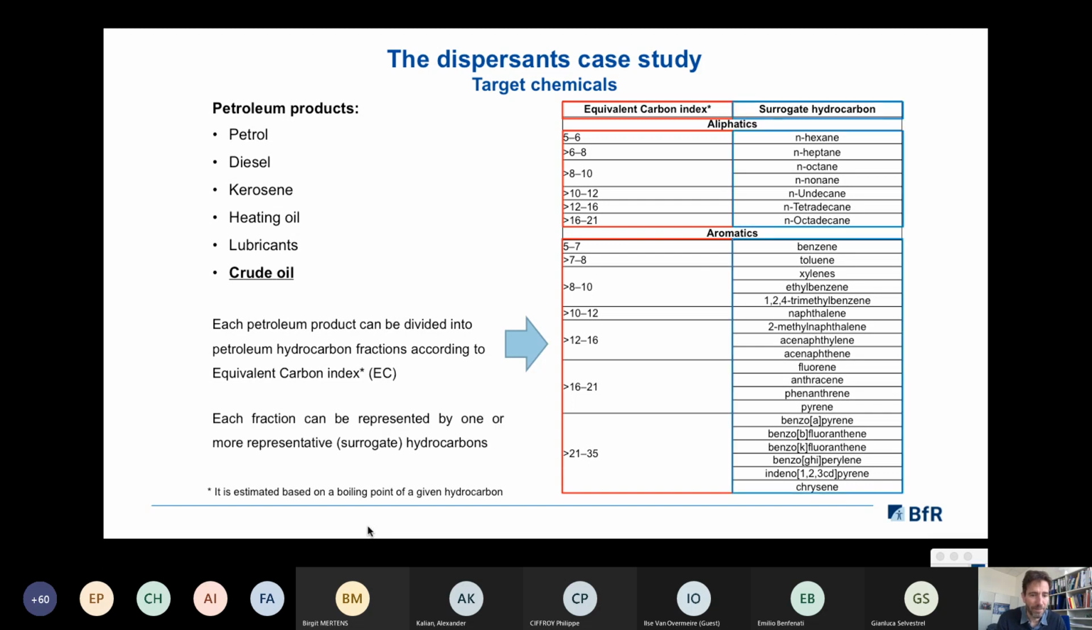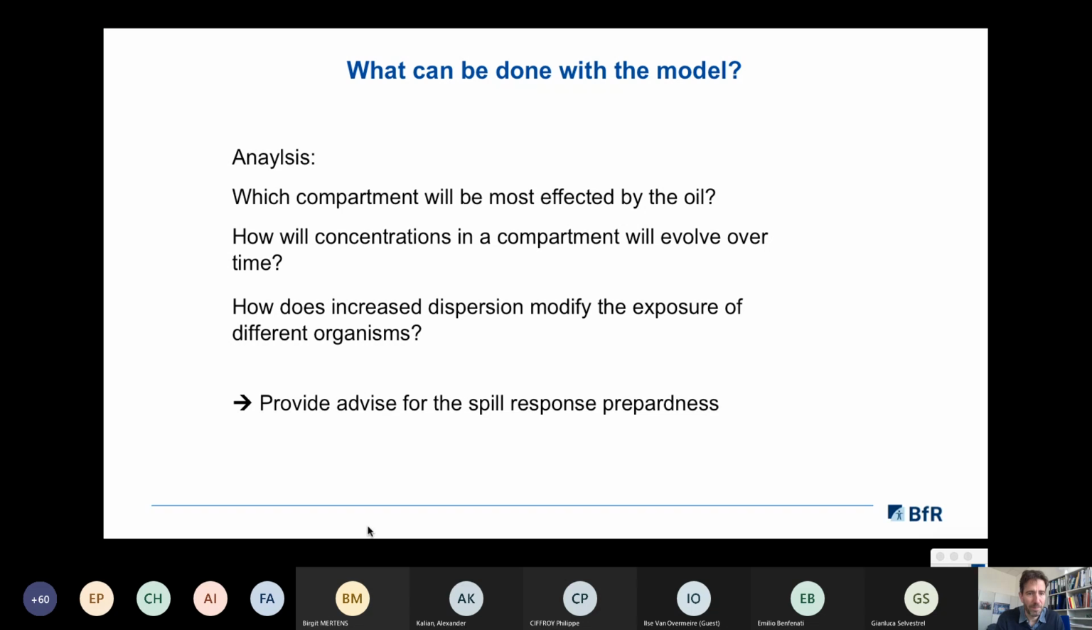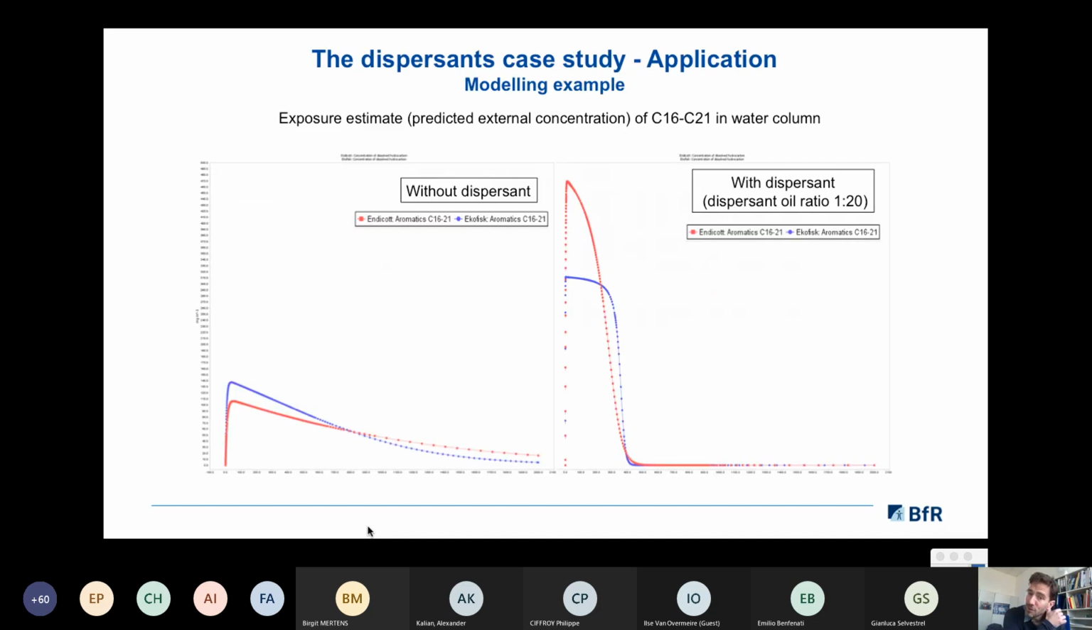And yeah, so what can be done with this model? What we want to know is which compartment will be the most affected by the oil, how the concentrations in the compartment will evolve over time, and how the increased dispersion modifies the exposure of different organism groups. And this is all with the intention to provide advice to the spill response people who have to decide on the best spill response option. And this is just one example to show you what can come out.